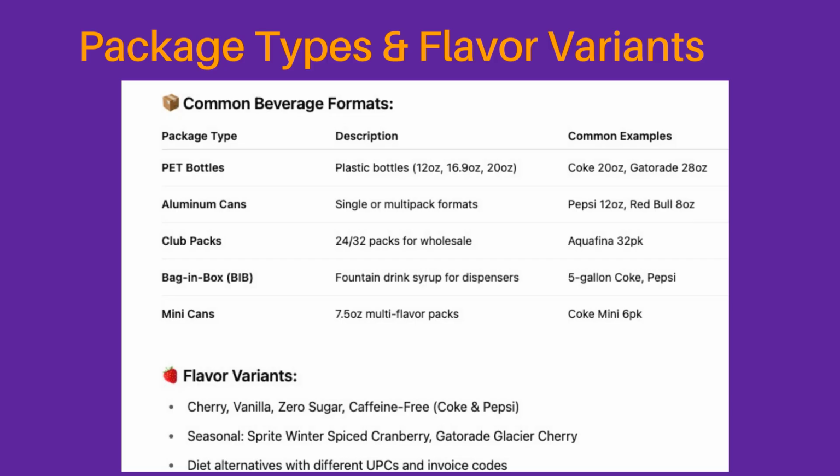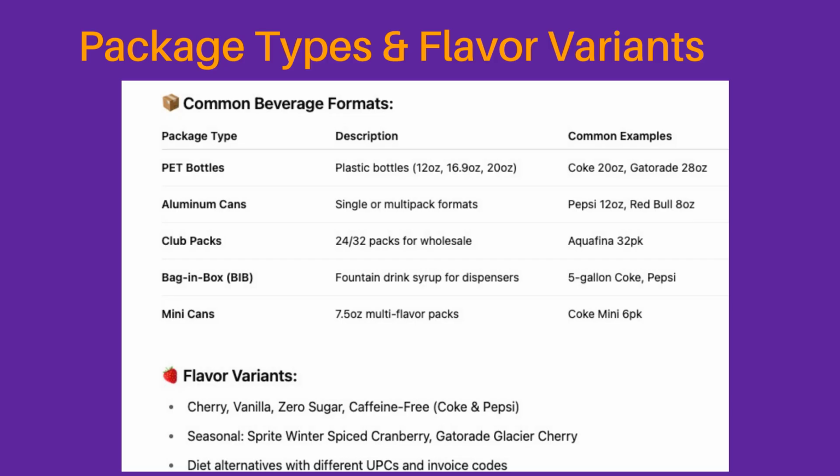Flavor variants add another layer of complexity. Popular beverage brands now offer dozens of flavors, including seasonal or limited edition SKUs that may be unknown to the store's receiving or accounting team. These variants typically have entirely different UPCs, and failure to update inventory systems or UPC master files can lead to invoice mismatches, even when the delivery is accurate.